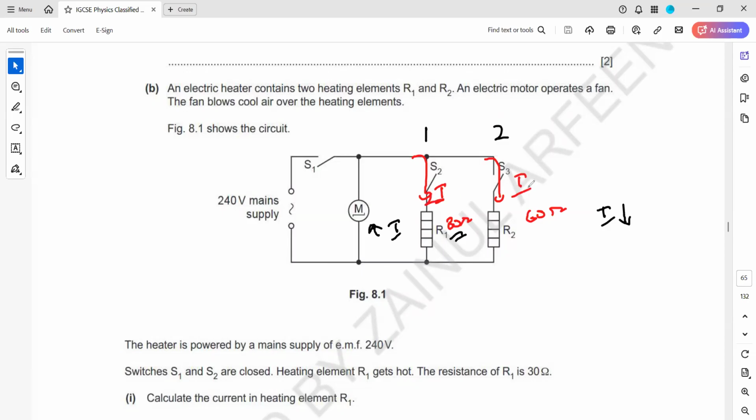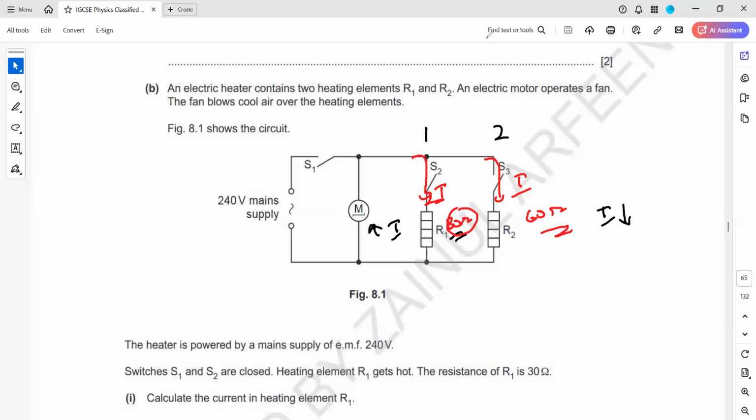So whenever two resistors are connected in parallel, the current will divide. If they have the same resistance, then the current will divide evenly. But if they have different resistance, the one which has a low resistance will have a high current, and the one with a high resistance will have low current. So in this case, we'll say the current in R1 will be greater than the current in R2. And then what is the comparison? We'll say the current in R1 will be twice as compared to the current in R2.